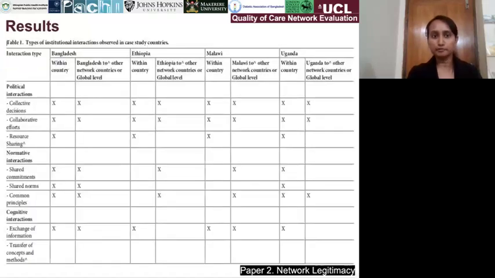The table shows the institutional interaction across countries at a glance, and I'm going to describe it briefly in the next slides. I would like to add that for our analysis of government ownership and embeddedness of the QCN, we were specifically interested in the sharing of resources and transfer of concepts from the national level to other network countries or the global level of the network. Next slide, please.